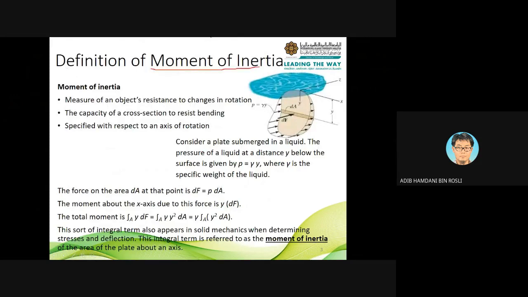Okay, so next, this is the first one, definition of moment of inertia. Moment of inertia is I. It measures an object's resistance to change in rotation, or the capacity of a cross-section to resist bending. And you have to specify this with respect to an axis of rotation. These words come again and again: rotation, bending, rotation. So that's why we talk about this moment of inertia.